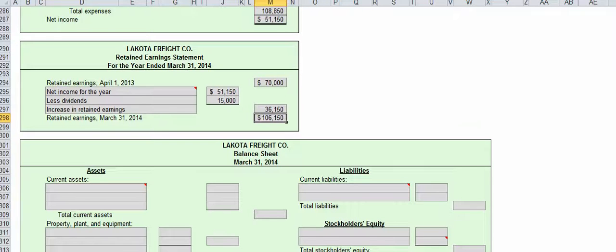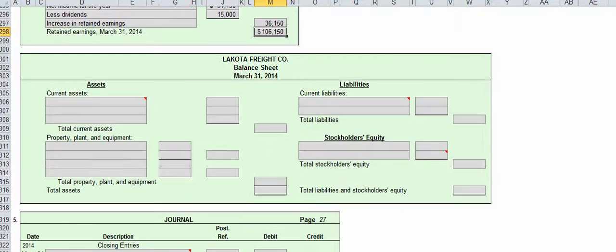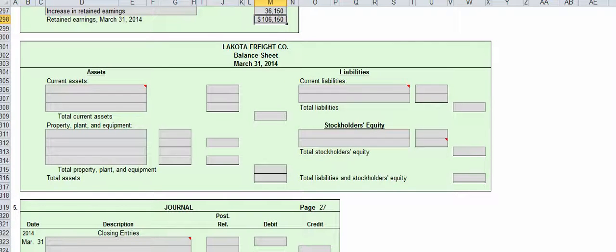Okay, now we'll go to the balance sheet. That looks a little different than the one you did back in chapter 1. We still have the asset section, the liabilities section, and the stockholders' equity section. But where you're going to see a difference now is in the asset section and the liability section. Under assets, we now have two categories of assets: current assets and property, plant, and equipment.